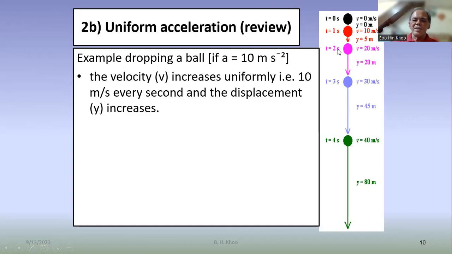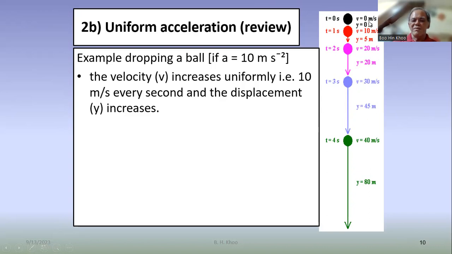Then at 2 seconds, you add another 10 meters per second. Every 1 second, you add 10 meters per second, so the velocity is 20, and the distance it would travel will be 20 meters. Same for the third second: to this 20, you add 10 meters per second, so it's 30, and the distance y is 45 meters.